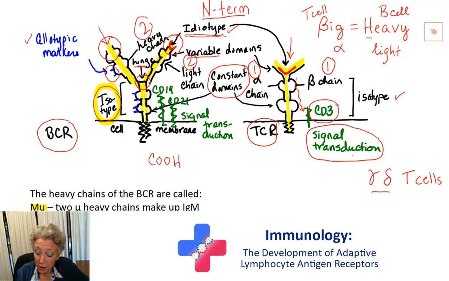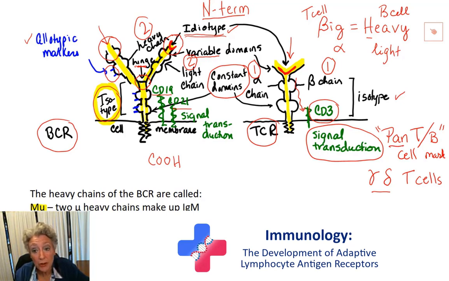The signal transduction complex in T cells is referred to as CD3. The signal transduction complex in B cells is composed of CD19 and CD21. And another thing that we can call that, and you may see this terminology, is that they may refer to this as being the pan-T or pan-B cell marker. The idea being that all T cells or B cells would have one or the other of those, so it becomes an effective way to count these in clinical practice.